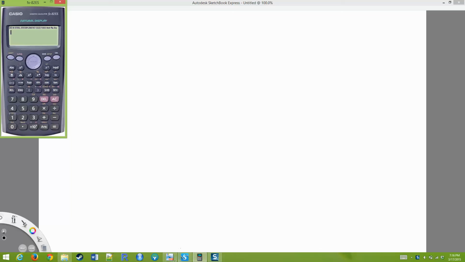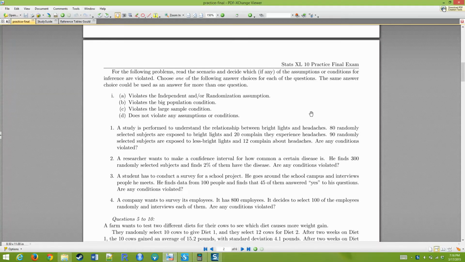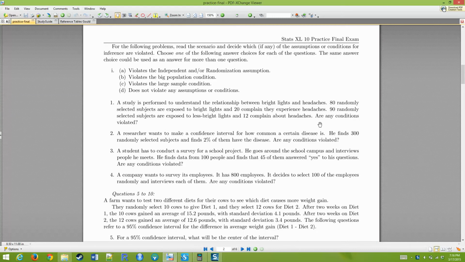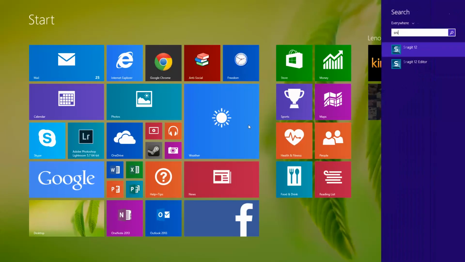Okay, so we'll get started, and we'll go over the first question here. It says, a study is performed to understand the relationship between bright lights and headaches. 80 randomly selected subjects are exposed to bright lights, and 20 complain they experience headaches. 90 randomly selected subjects are exposed to less bright lights, and 12 complain about headaches. Are any conditions violated?